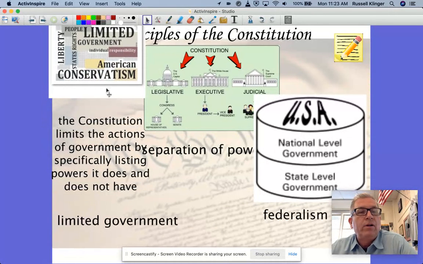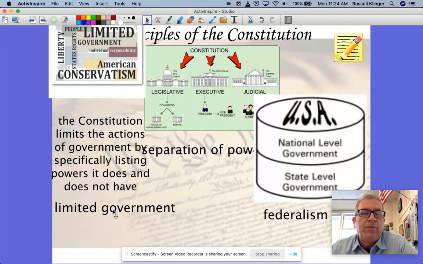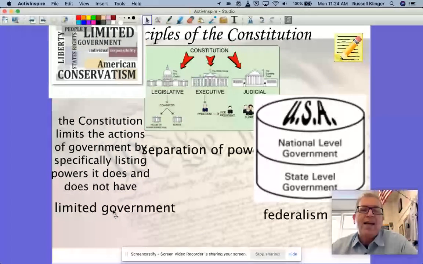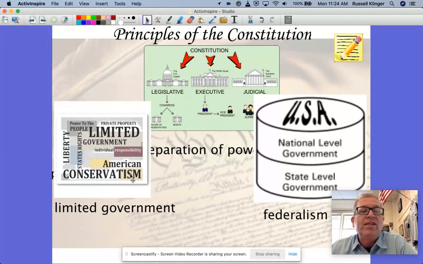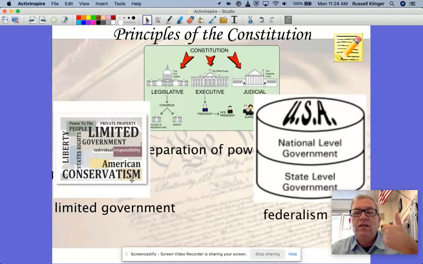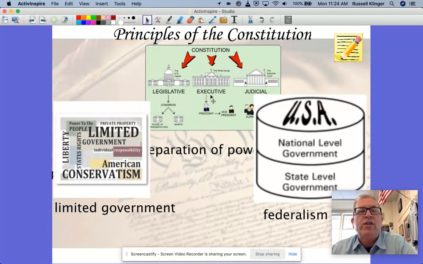What is limited government? The Constitution limits the actions of government by specifically listing powers that it has, but also powers that it doesn't have. The beautiful thing about this document is it not only says what the government can do, but it infers what it can't do, what's maybe left for the states or individuals to do, which is really fascinating when we think of this as a living document. It's a living, alive document that changes.